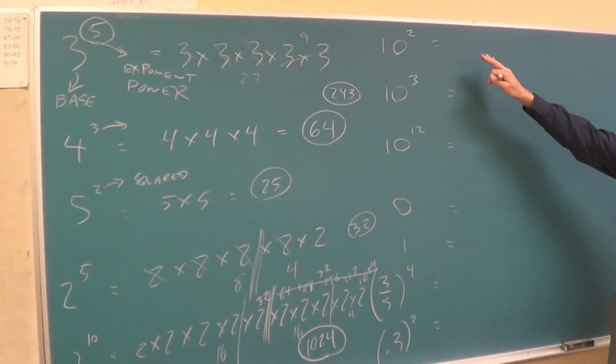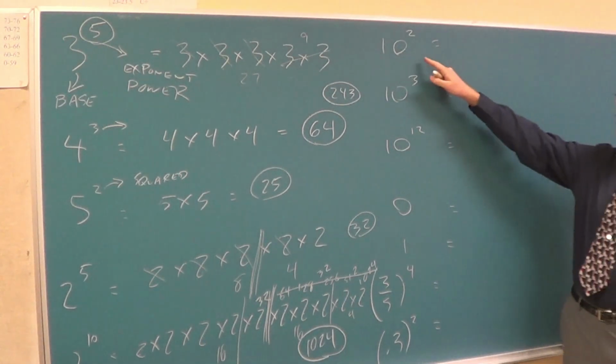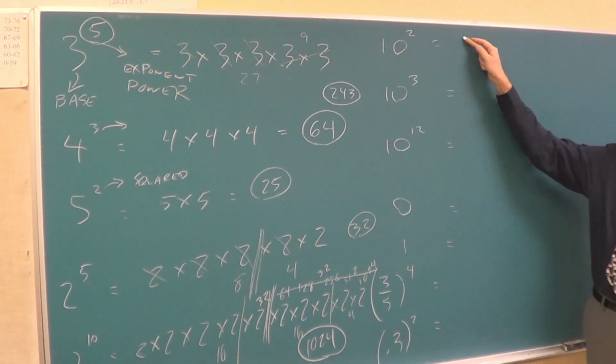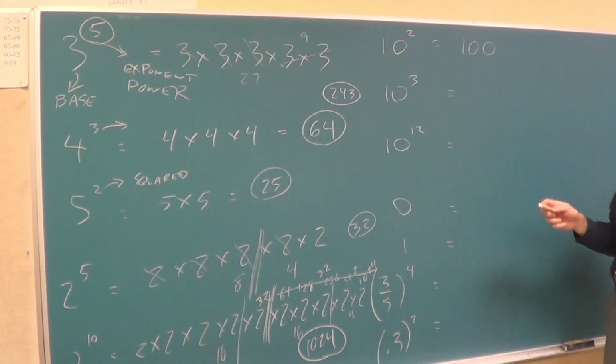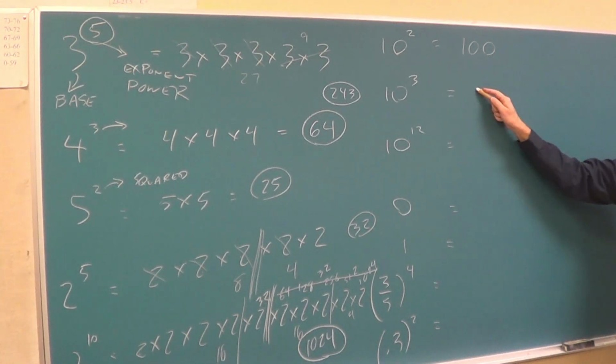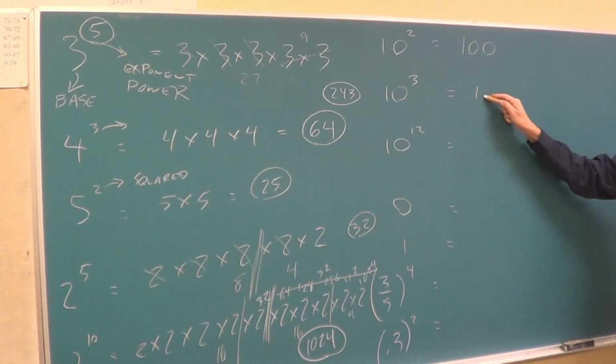If 10 is the base, there's something that happens. So let's go 10 squared. We'll do a couple of these, and we'll look for a pattern. So 10 squared, how would 10 squared end up? 10 times 10, which will make 100. 10 squared is going to get 100. 10 to the third. 10 times 10 times 10. How would 10 to the third play out? It would be 1,000.